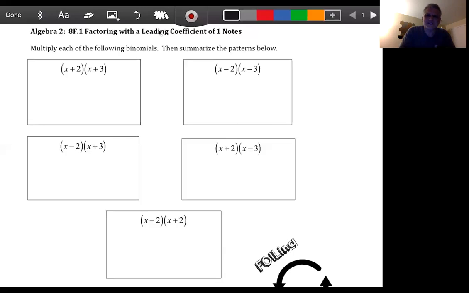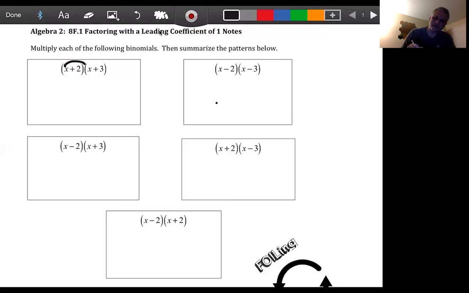So let's start by giving you an idea of what factoring is by doing something that we've done recently. And that is multiplying binomials. Okay? We used to call it foiling. All right, so if you would take a look here, x plus 2 times x plus 3.